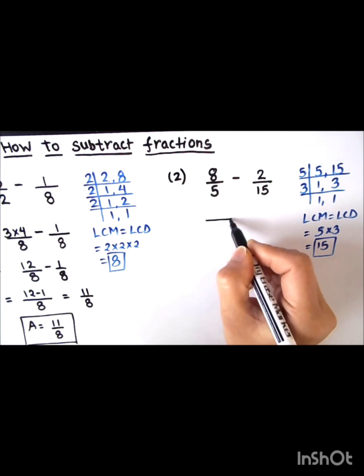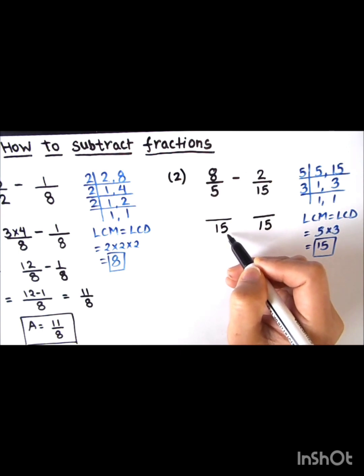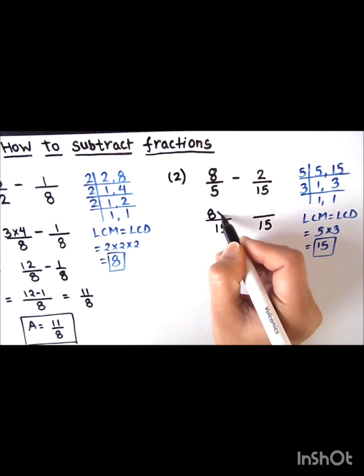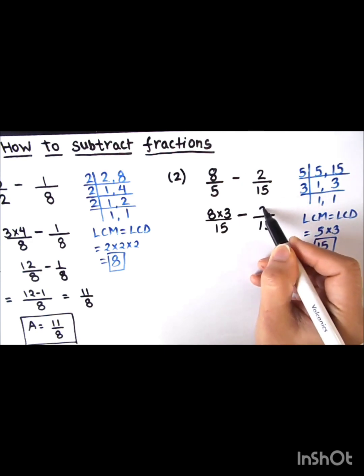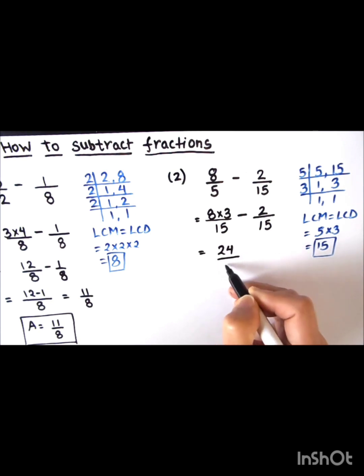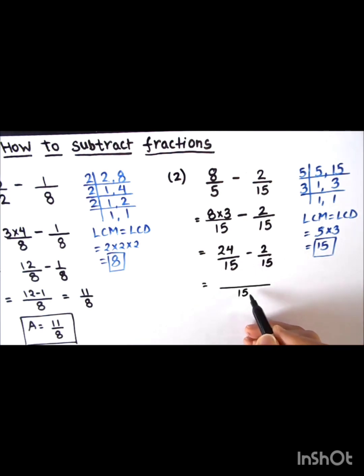We are going to make the denominators of both these fractions equal to 15. So from 5 we have now 15. So 5 times 3 is 15. So we are going to multiply the numerator 8 by 3, minus. Here the denominator is not changed, so the numerator will be the same, which is 2. 8 times 3 is 24 upon 15 minus 2 upon 15. So our common denominator is 15 and numerator will be 24 minus 2, which is equal to 22 upon 15. So our final answer is 22 upon 15.